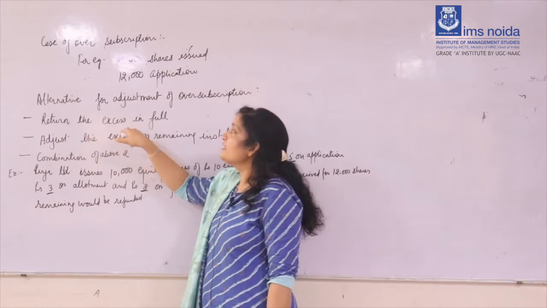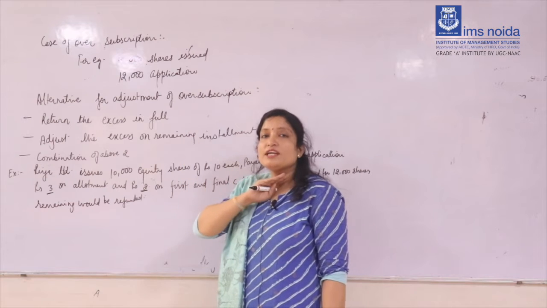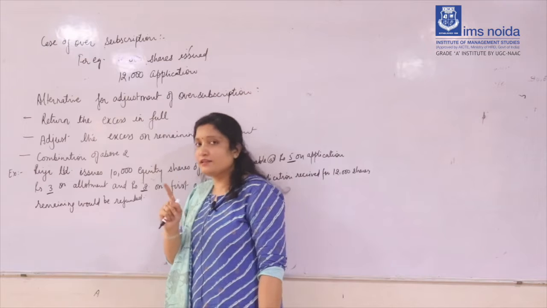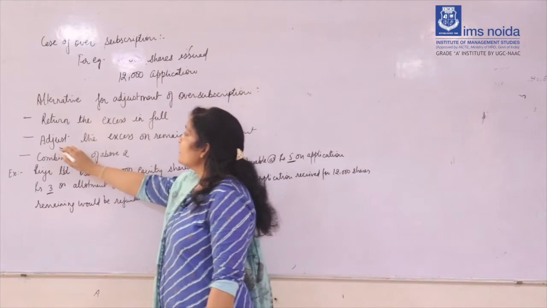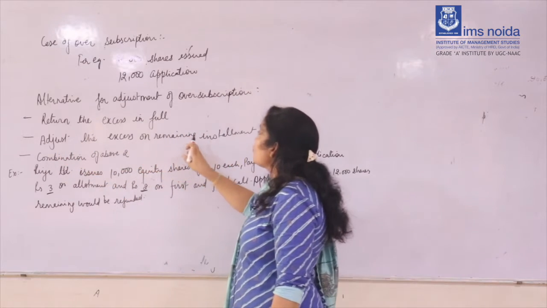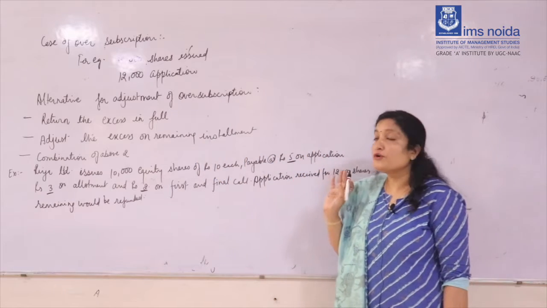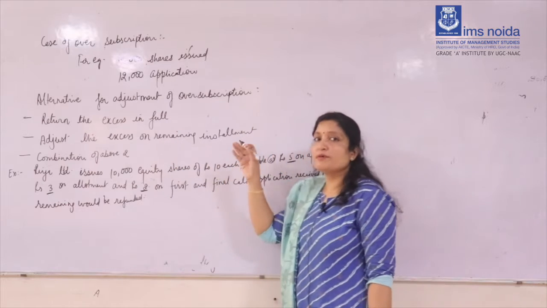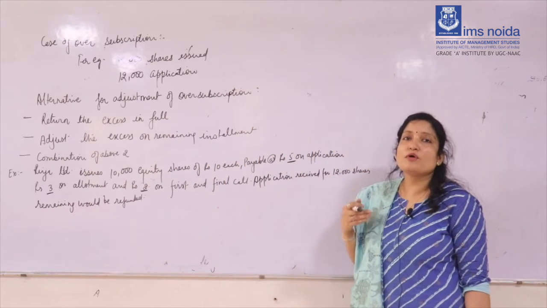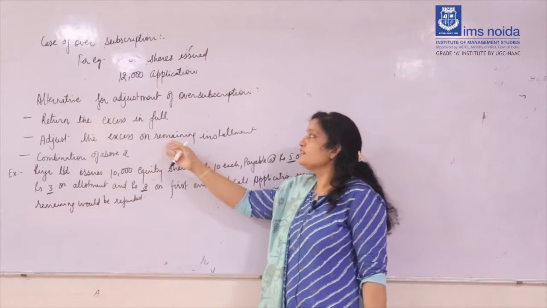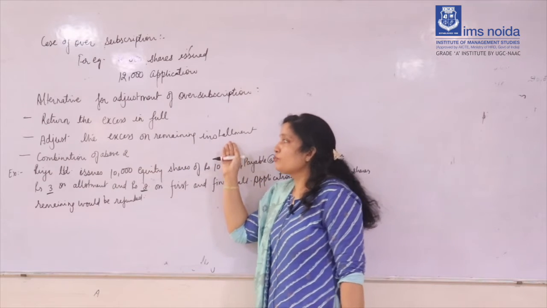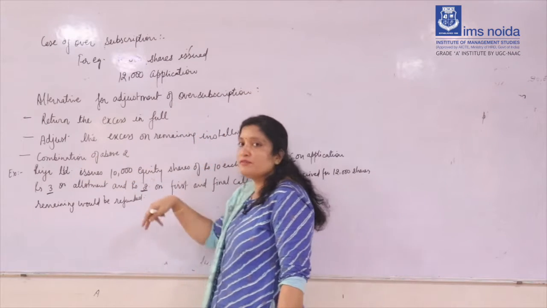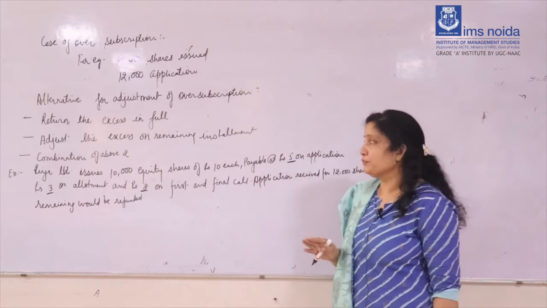First case, return the excess in full. Whatever amount we are getting in excess, we will return the whole amount. It is the first adjustment. Now the second one, adjust the excess on the remaining installment. Whatever installment we are calling further, we will adjust the excess on it. The third one is a combination of the two, which we can also use.